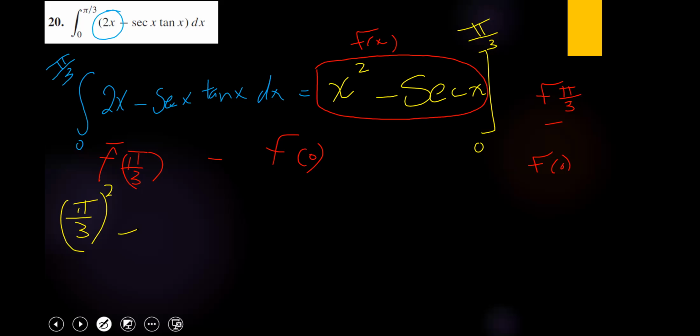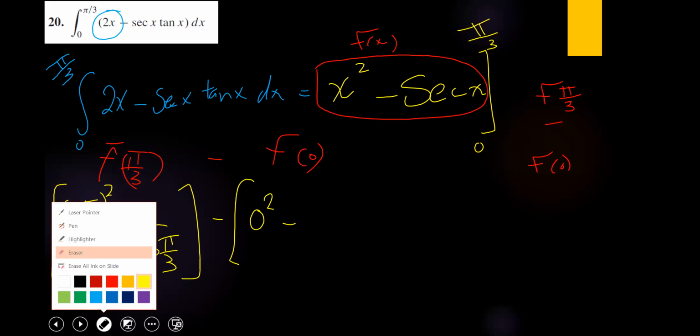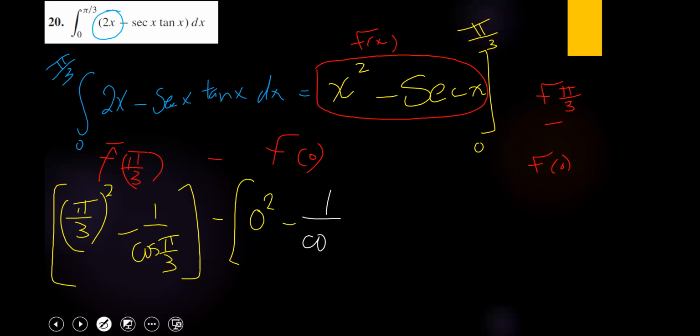Now I want to find the secant. What can I do? I will say it is 1 over cosine pi over 3. This is for the first term. Minus f of 0: 0 squared minus secant, or you can say 1 over cosine of 0. Is it clear by now? Yes, teacher. Okay, let's continue now.